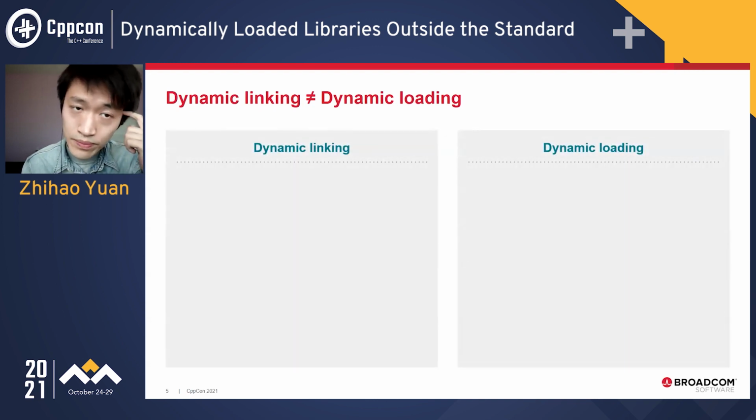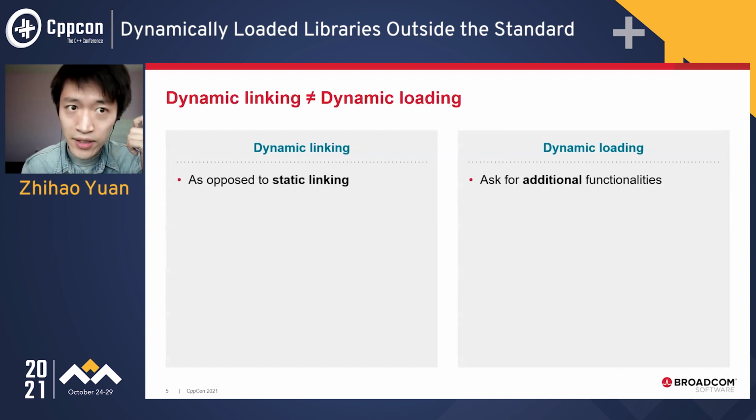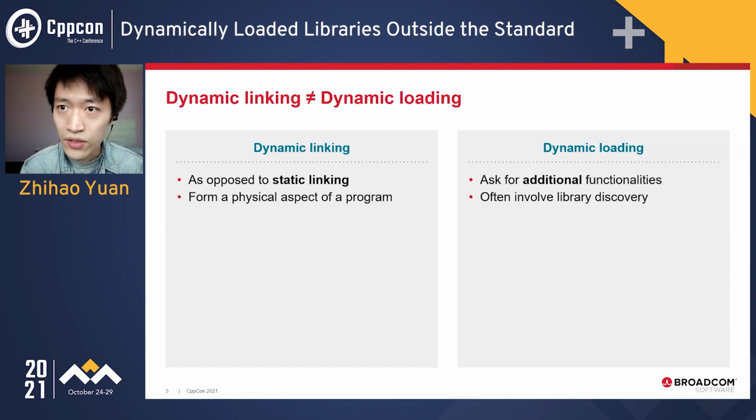For dynamic linking, this is a concept as opposed to static linking, where for dynamic loading, the aim is to ask for additional functionalities. Dynamic linking forms a physical aspect of the program. It's the same program with known functionalities, but divided into dynamic linked components.